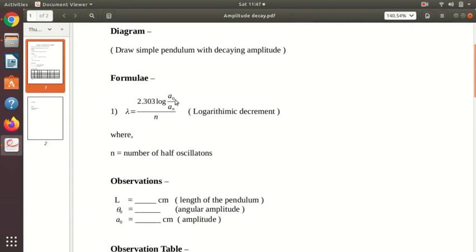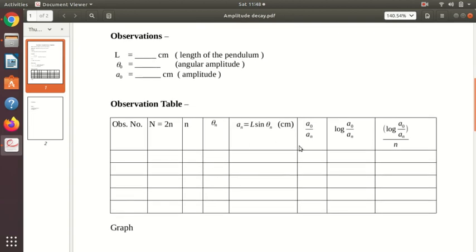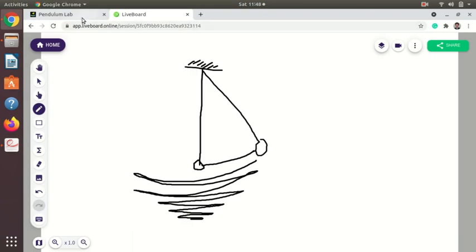Here A naught is the initial amplitude and An is the nth amplitude, or we can say amplitude after n half oscillations. L is the length of pendulum, which we are going to see in the simulation. Theta naught is the initial angle, because in the simulation we are not measuring the amplitude directly. We will first measure the angle and then from that we will find out the amplitude. Then we will fill up this observation table. So let us go to the simulation.